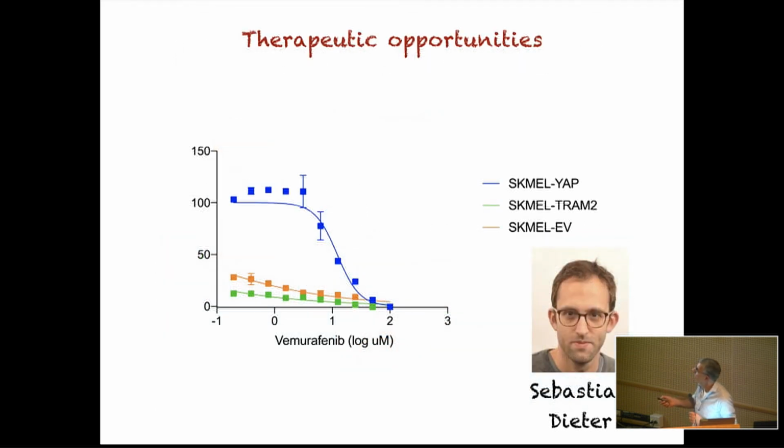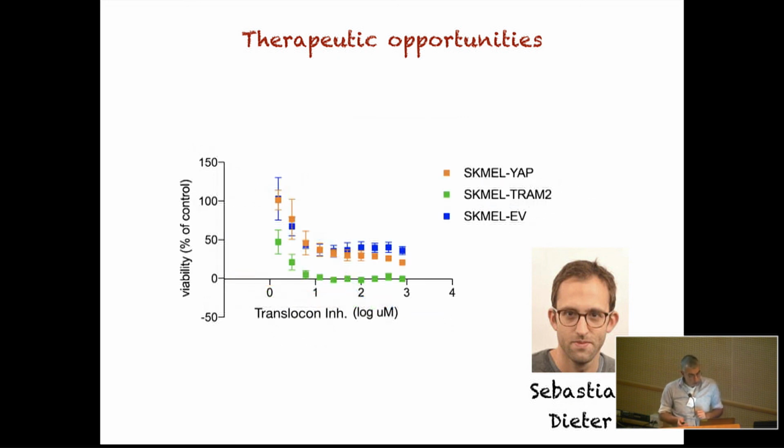We took these melanoma cells, and if you treat them with vemurafenib, they, of course, are very sensitive. But if you express YAP, they are highly resistant. And then if we now block the translocon, we can see that these cells are highly sensitive, and now the YAP cells, instead of being resistant, become sensitive again. So we think a combination or alternating treatment of inhibiting the signaling and then inhibiting the translocon may affect this melanoma. We have, of course, to do more on this, and we are doing that these days, but we think this way.